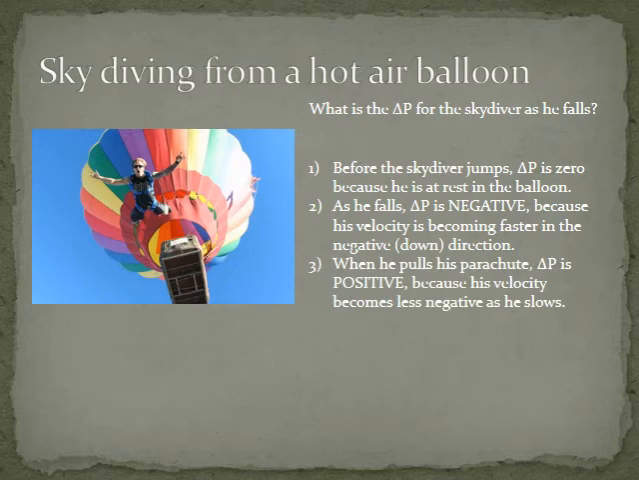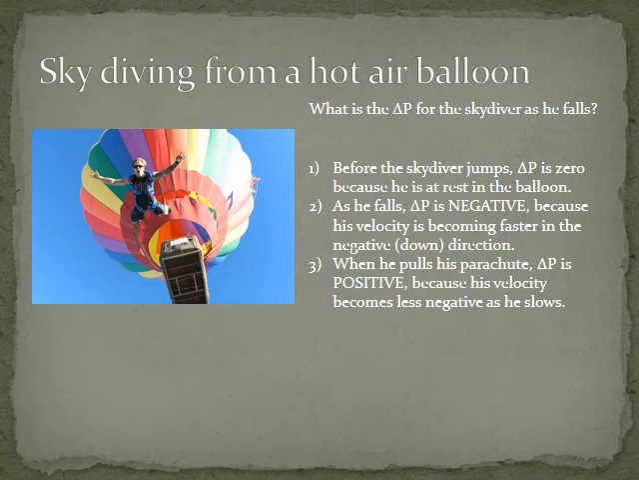Then that skydiver is eventually going to open up his parachute. And when the parachute opens, his velocity is actually going to slow down. Another way to look at this is his velocity is becoming less negative, because if he was going at negative 30, then he's going to go negative 25, negative 20, as he reaches a safe speed. So when his velocity is becoming less negative, that's actually a positive delta P.